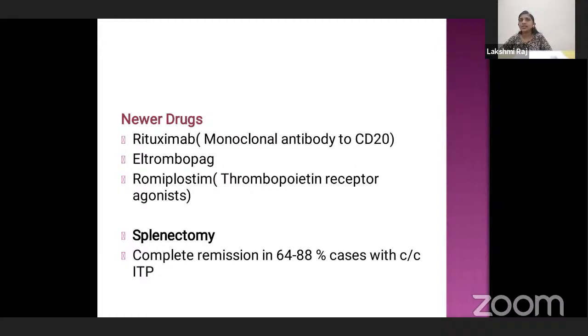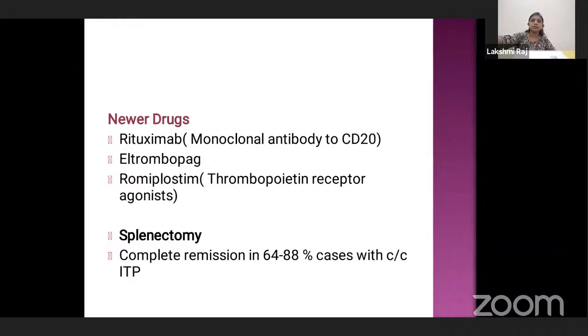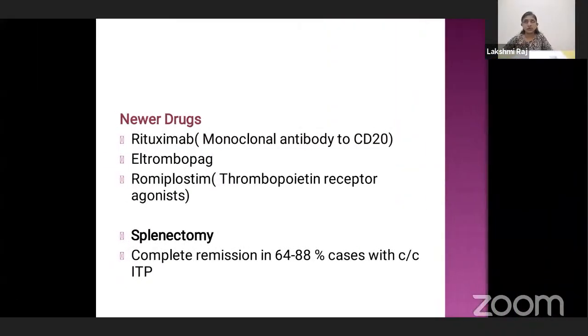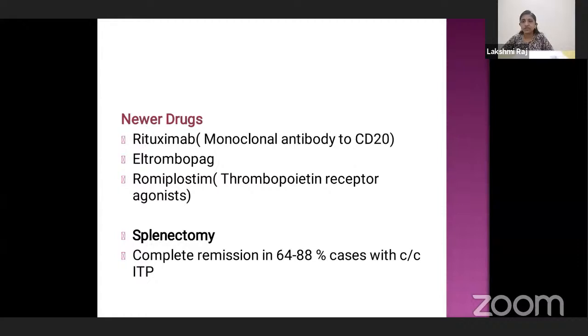First line drugs are always steroids, IVIG, and anti-D. These are the drugs which have to be given as first line for any patient. If the patient is not responding to that, only then do we go on to the second line drugs. Then we can do splenectomy also in very severe cases not responding to any drugs. Complete remission occurs in around 80% of cases with chronic ITP. But splenectomy is always associated with severe infection, so we have to do it only as the last resort. So that is mainly about the treatment of ITP.